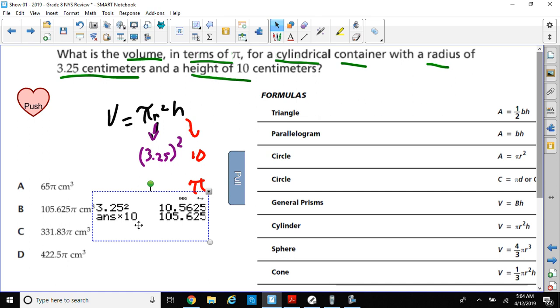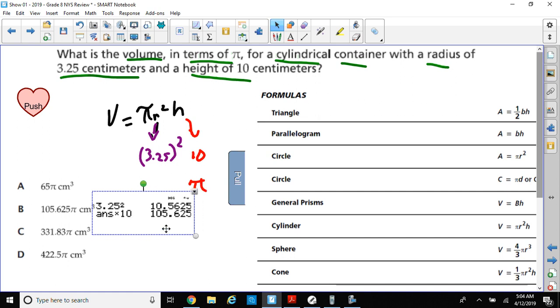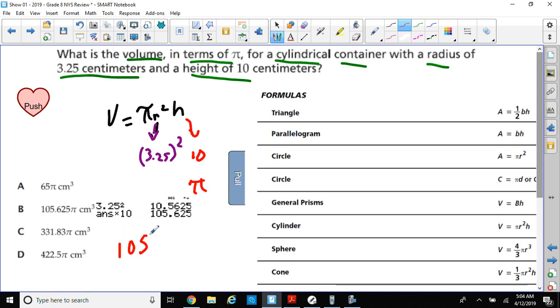And I see there it is. It's B, because all I have to do is put the pi at the end of my answer. So it's going to be B. Let's write that down with the pi at the end. So my answer is going to be 105.625 with a pi at the end, which is choice letter B.